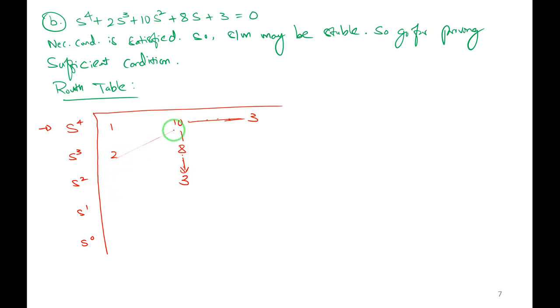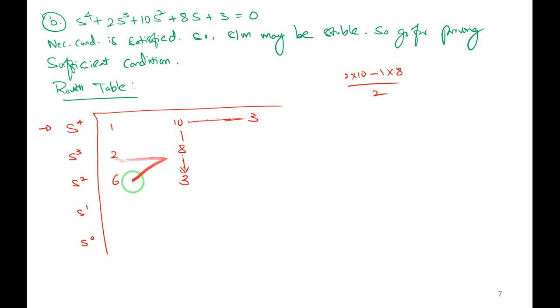So how to calculate? 2 into 10, let me write it here, 2 into 10 minus 1 into 8 divided by 2. So let me calculate this, how much I will get. 2 tens are 20 minus 8, I will get 12 divided by 2. So I am getting 6. Already this is calculated, leave it.